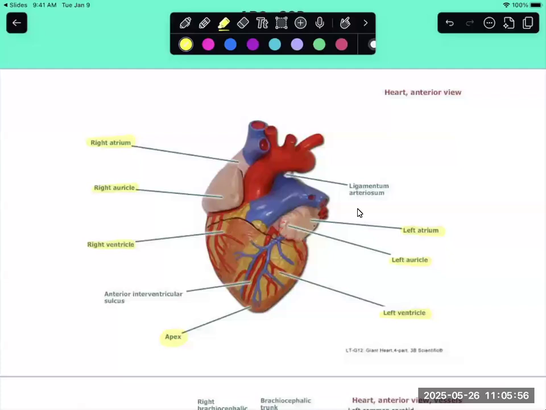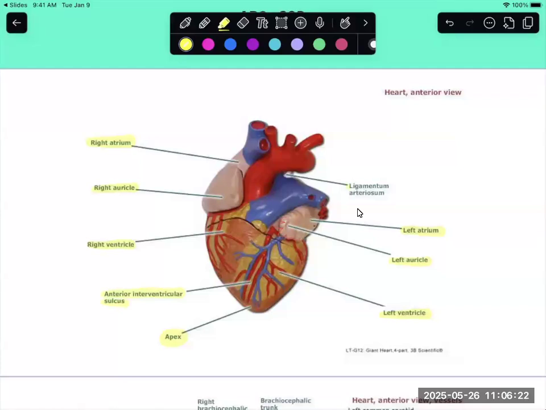Another thing that we can see on the front of the heart here, we have this anterior interventricular sulcus. Interventricular, inter means between, ventricular, between the ventricles. This is just a little divot that comes down between the 2 ventricles that helps separate out that right and left side.